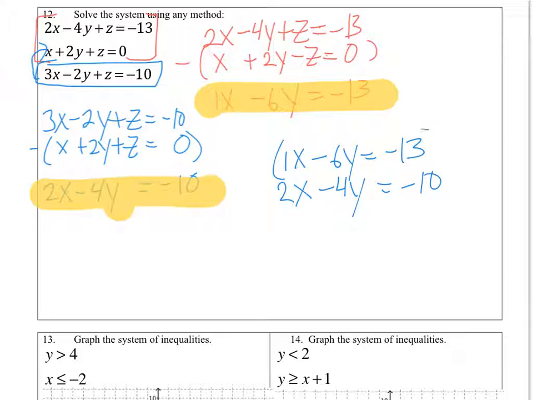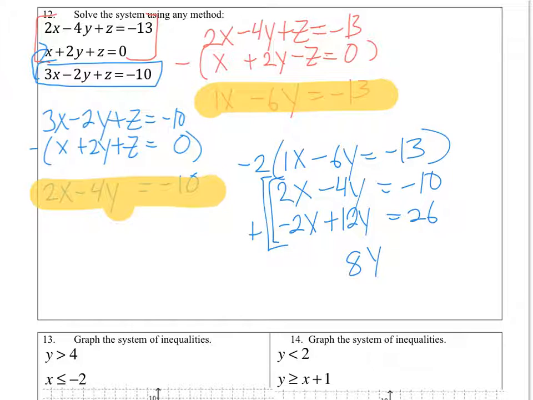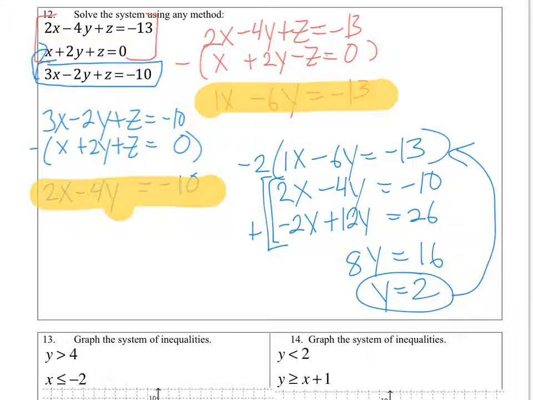If I multiply my top equation by -2, I get -2x plus 12y is equal to plus 26. Now if I add these two equations together, I get 0, I get 8y, and I get 16, y equals 2. This ends up falling together pretty quickly. From here, I could plug that into that equation, and I get 1x minus 12 is equal to -13. If I add 12 to both sides, I get x is equal to -1.